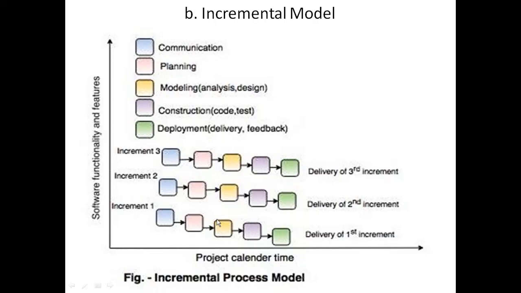But here, as you can see, from the start till the end we are going through the same phases. And if I want to add the fourth increment, then I have to start with the same process. So this is nothing but the disadvantage of the incremental model.